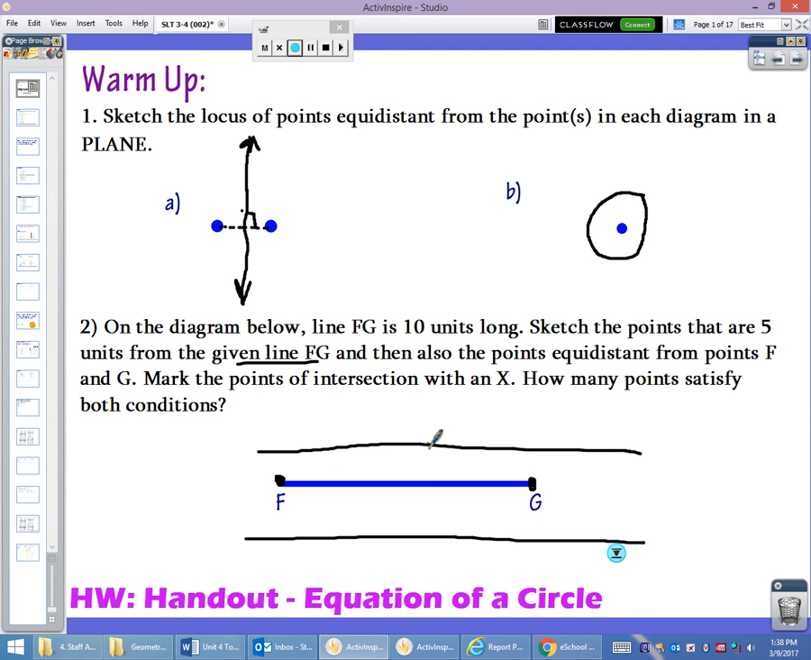So it says that you have all the points. So these would cover the criterion of being 5 units from this given line. But then also equidistant from F and G would look like this. That'd be a circle. So there would actually only be 8. 1, 2, 3, 4, 5, 6, 7, and 8 spots that would be points on both the line and the circle.